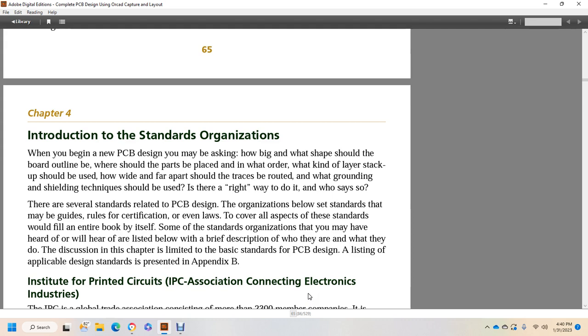Some of the standards organizations you may have heard of, or will hear of, are below with a brief description of who they are and what they do. The discussion in this chapter is limited to the basic standards of PCB design. Listing applicable design standards is presented in Appendix B.